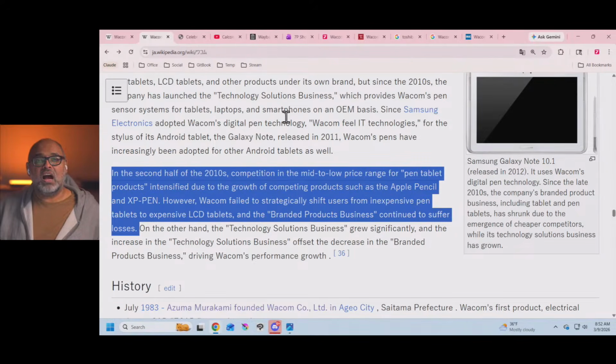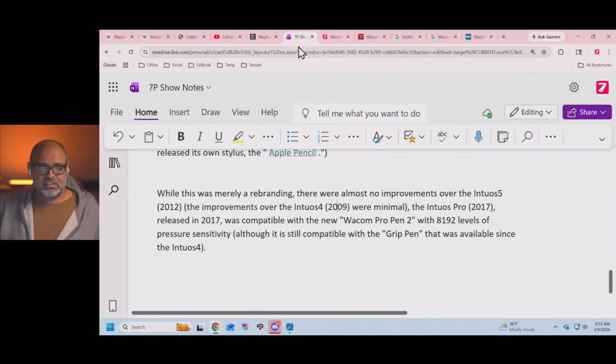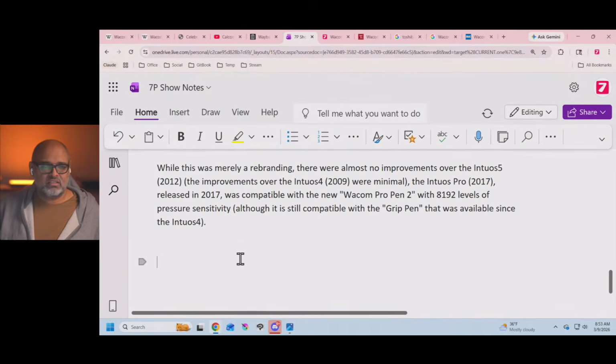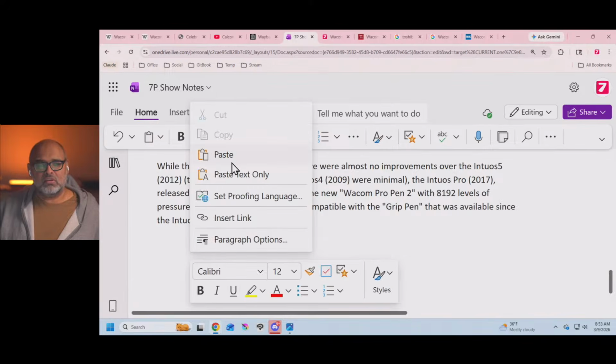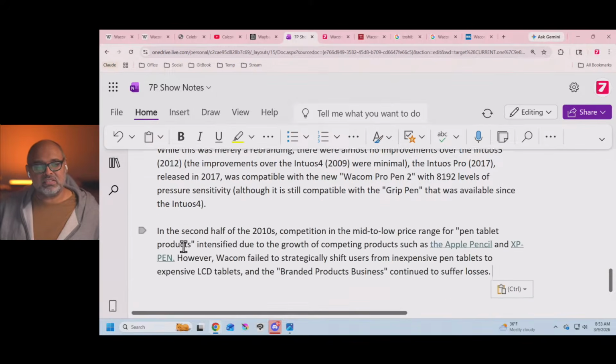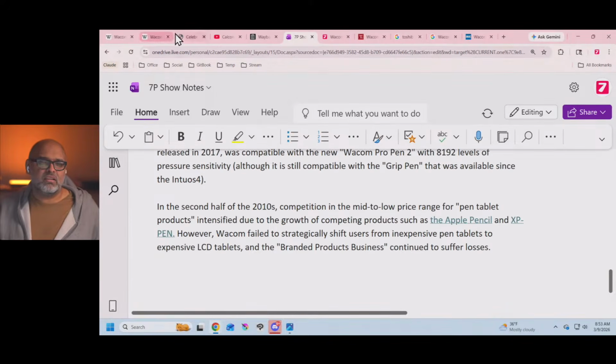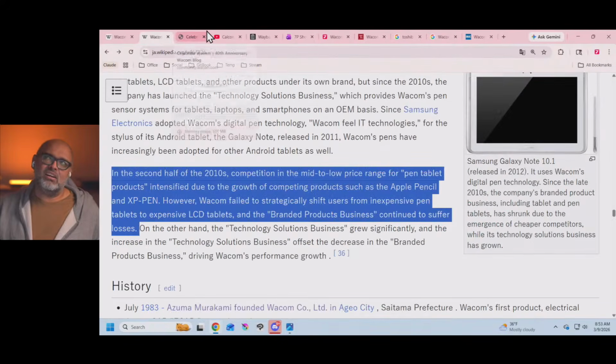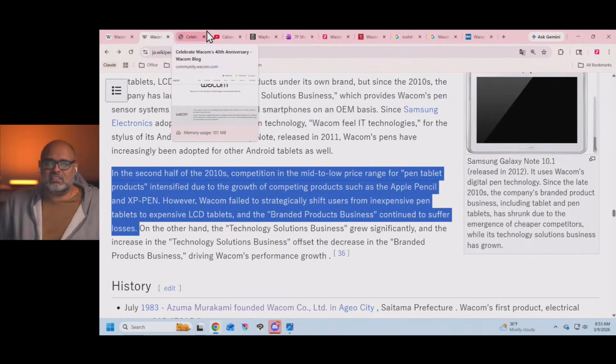Okay, I was talking to somebody. Here's what they told me. We were talking about this very topic, the branded business and the technology solutions. I said, hey, I heard that the technology solutions was like 30% of Wacom's revenue. He goes, no, it's more like 70%. So apparently this is what someone said.